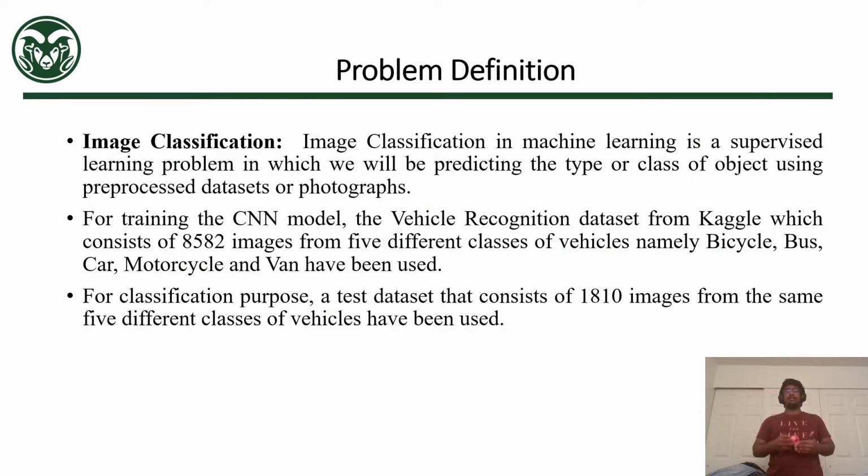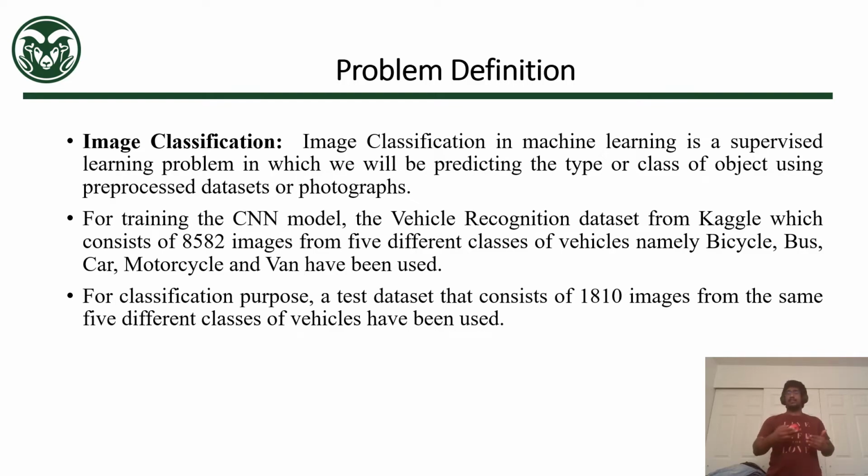Moving forward, I have the problem definition in this slide. Image classification in machine learning is a supervised learning problem in which we will be predicting the type or class of object using pre-processed datasets or photographs. In supervised learning, both the image input along with the class of an image will be known by the CNN model in training, whereas in unsupervised learning, only the image will be given, the class of the image will not be given.